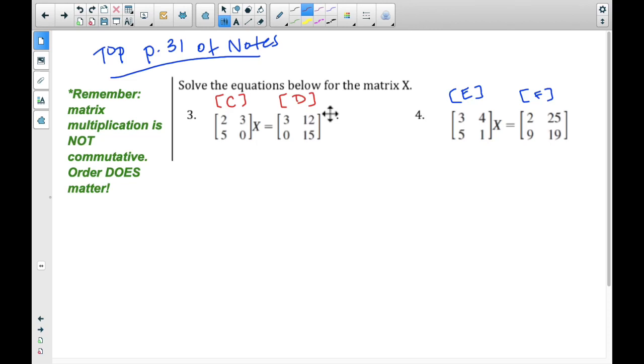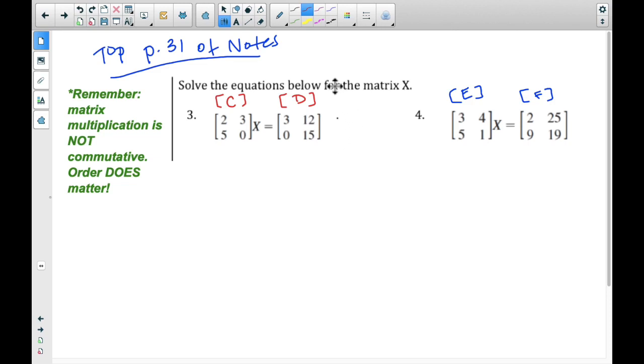Hi everybody. When I made the video, I forgot to put this last part in there, and we need this for the homework. So this is going with the top part of page 31, just two examples that went on to page 31. We are going to be solving for x, and x here is a matrix. So that's what we're looking for, an answer that is a matrix. One thing to remember, matrix multiplication is not commutative and order does matter. So write that down in the margin, and we're going to use that here in just a second.